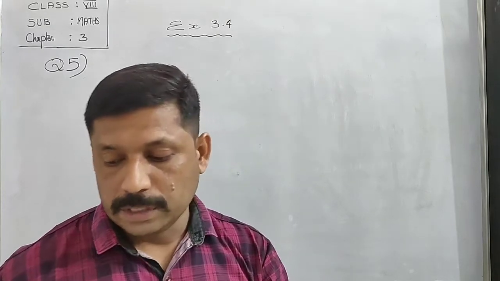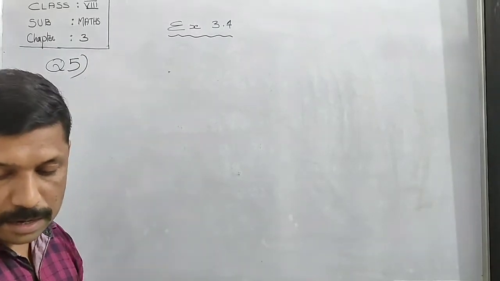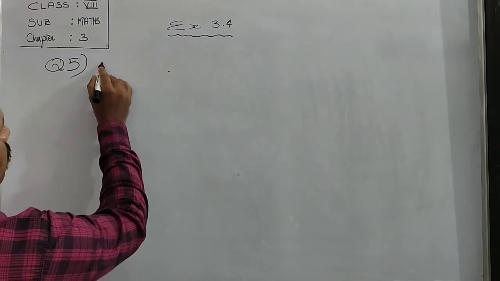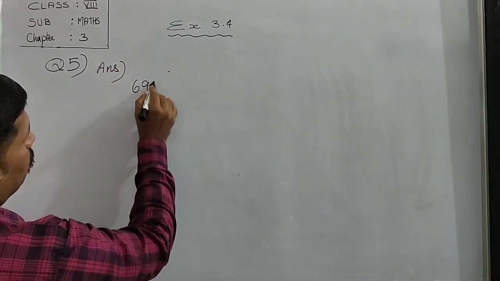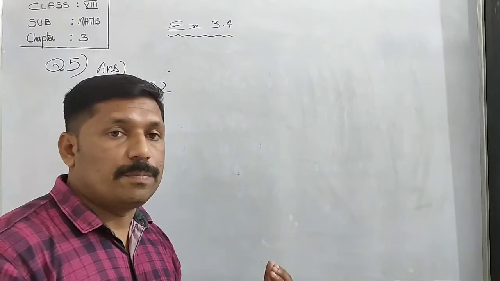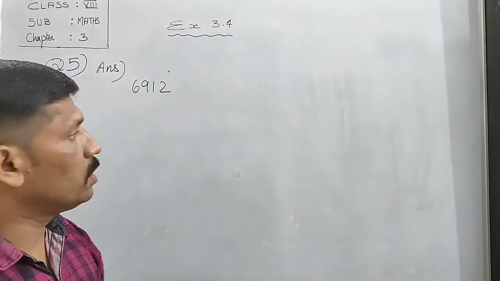So I am going to write the question here and solve it. 6912, that's the number. You have to write the questions in your writing copy. I am not writing the question now, I am writing the solution only.